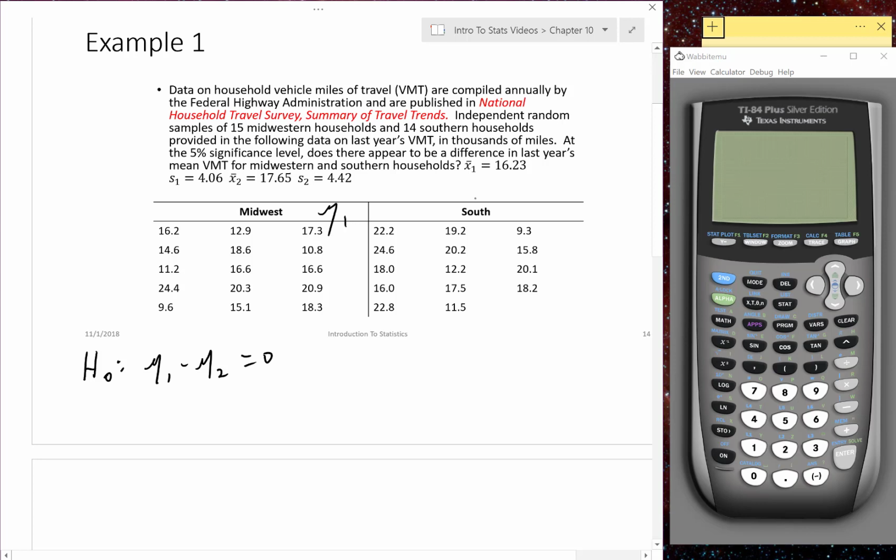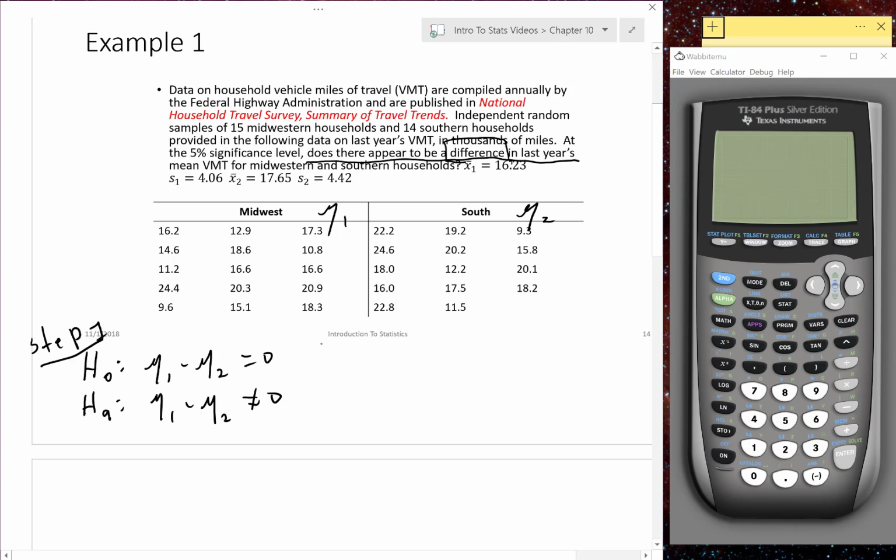where in our intro video we defined the Midwest states to be mu1, and our southern states are going to be our second population. So the question here asks, does there appear to be a difference? So there's our keyword, difference. Notice it's not asking is the Midwest bigger or smaller. It just says, is there a difference? So this means that our alternative hypothesis, mu1 minus mu2, is not equal to 0. So this is step number 1.